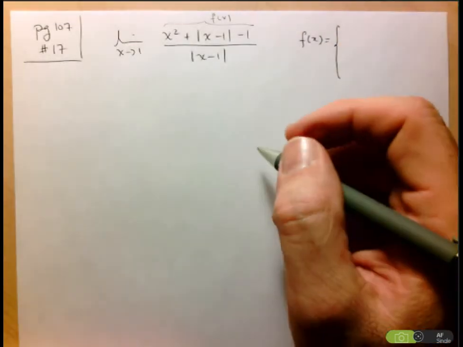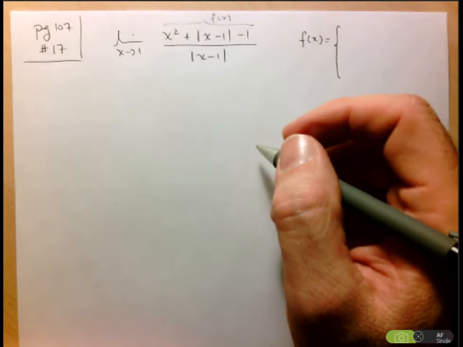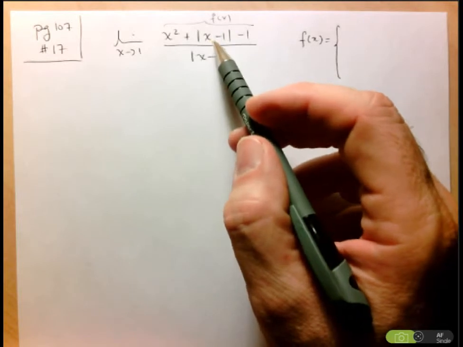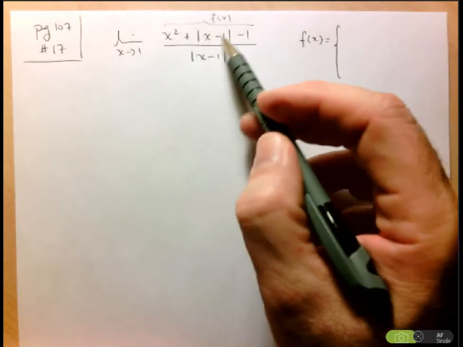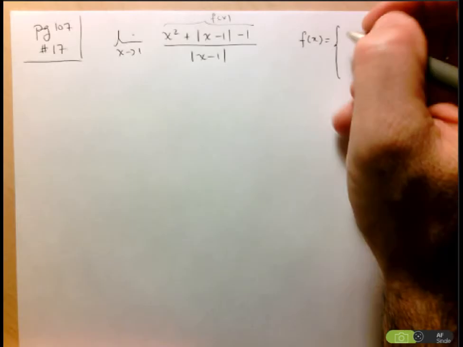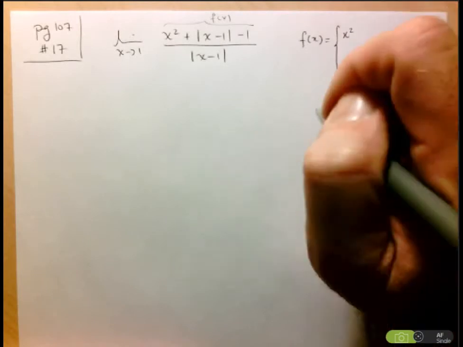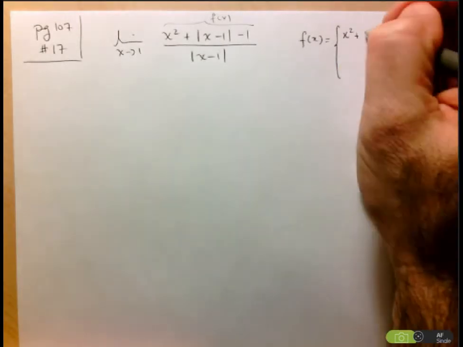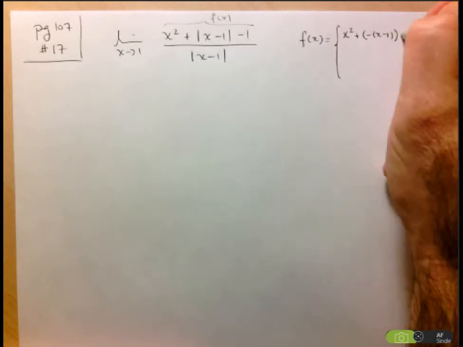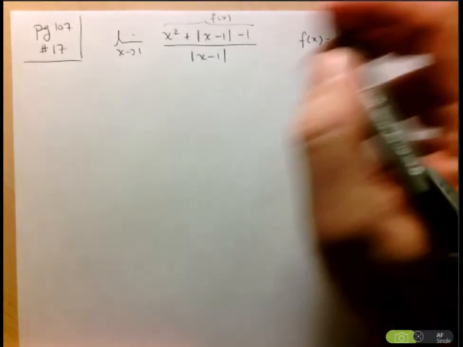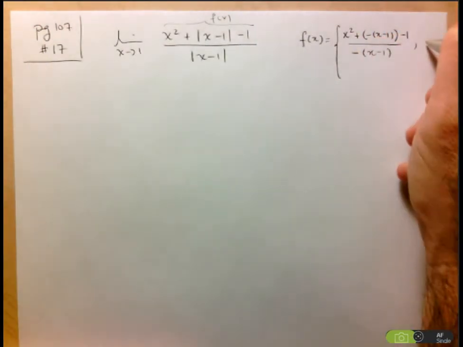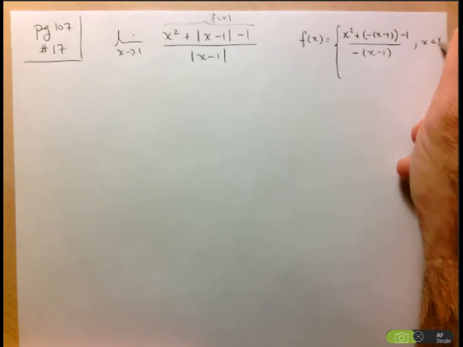Okay, so the first thing I'm going to do is take the interval where x is less than 1, meaning when the expression inside the absolute value is negative. Okay, so that means that this is going to become x plus negative x minus 1 over, and this again will become negative x minus 1. So this is if x is less than 1.